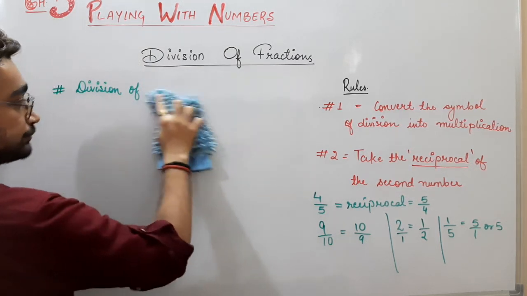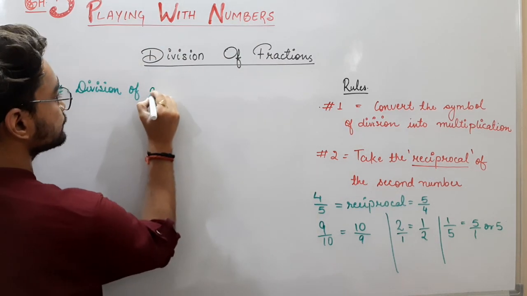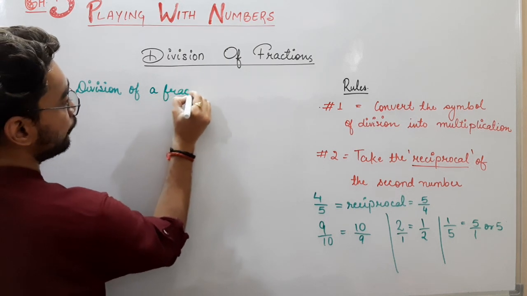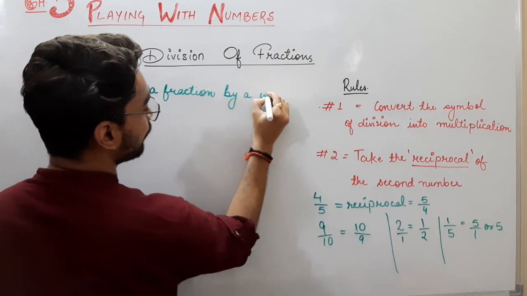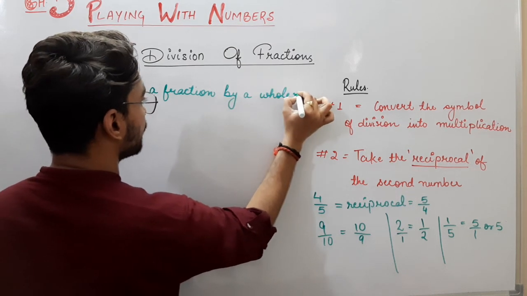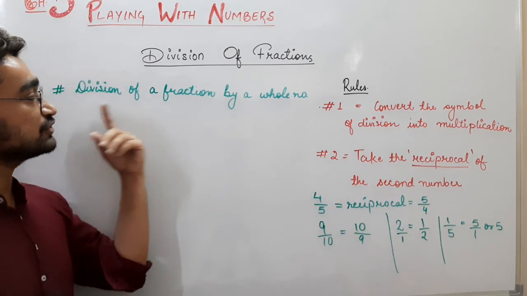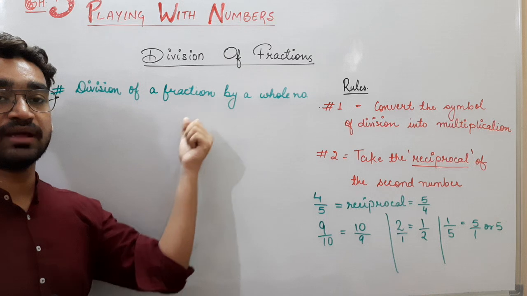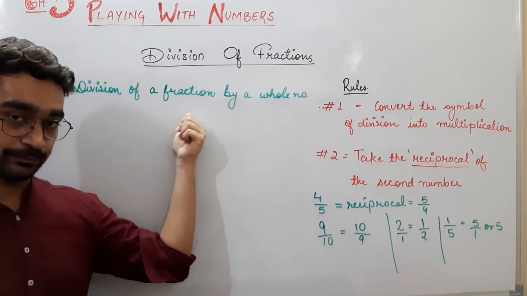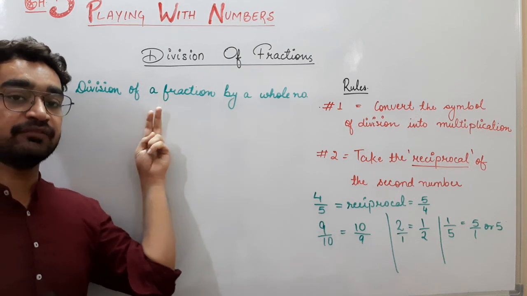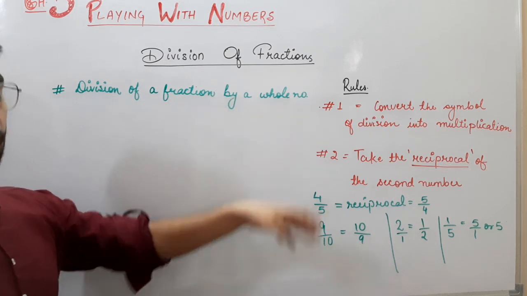Division of a fraction by a whole number. See, the first thing which we took was division of a whole number by a fraction, like 1 divided by 1 by 2, 2 divided by 1 by 4. That was a whole number divided by a fraction. Second, we have seen division of two fractions. The third one we are checking is about division of a fraction by a whole number.